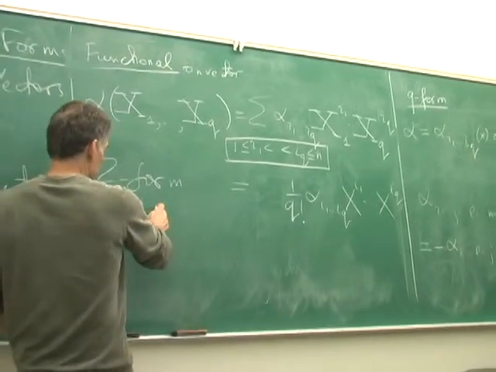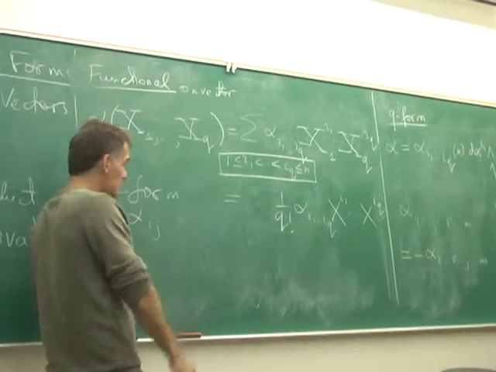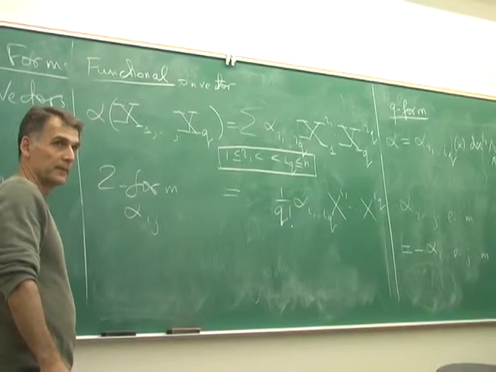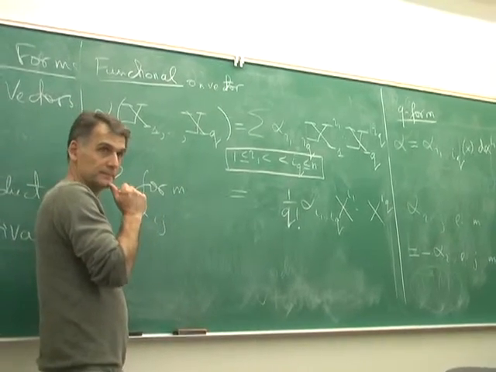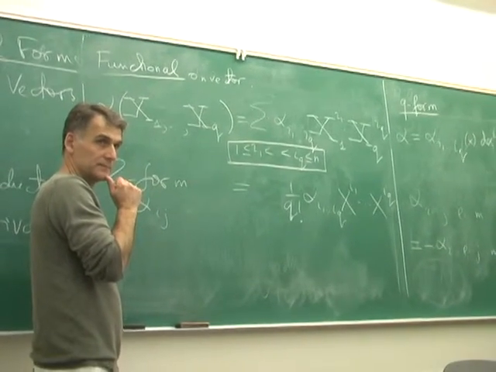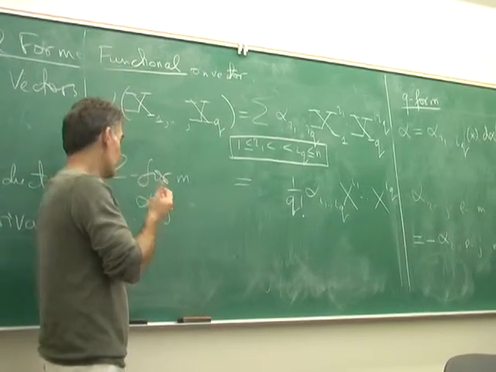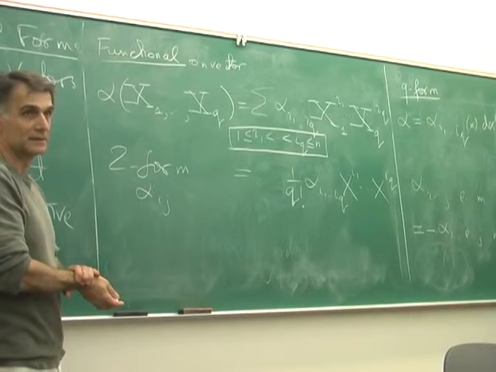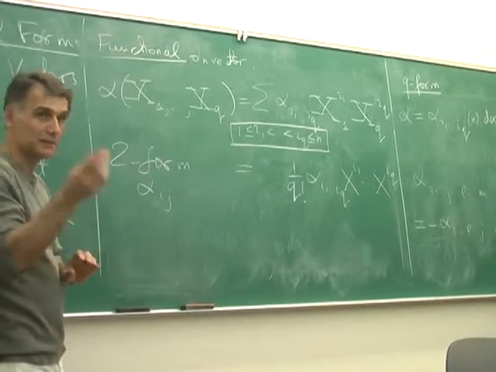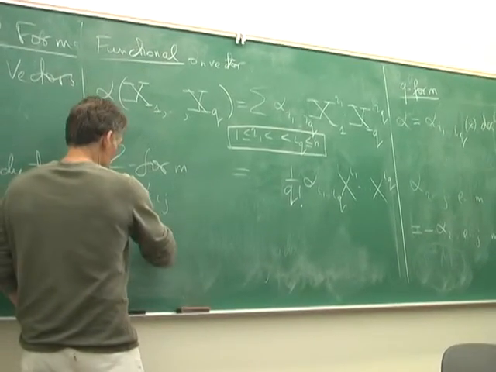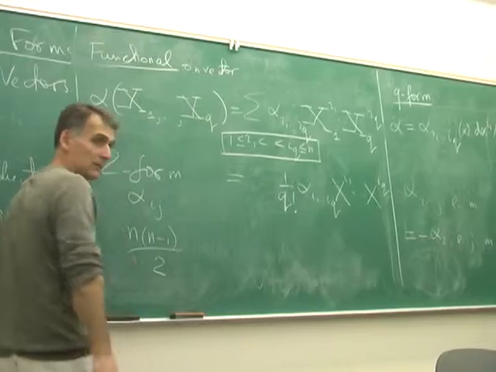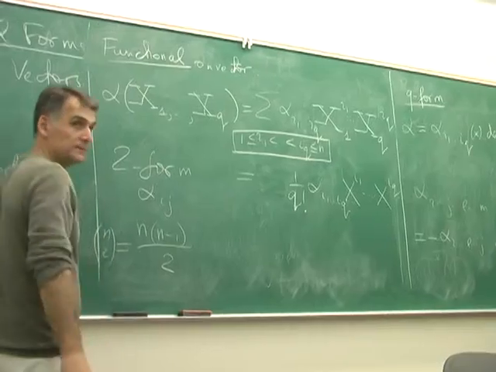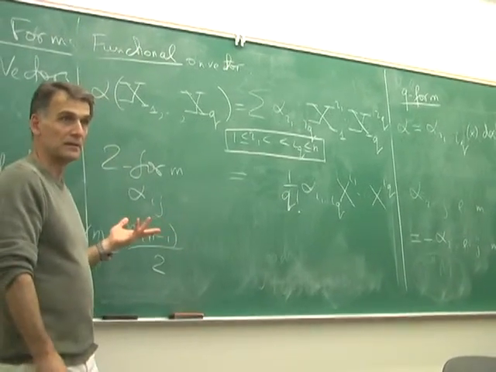So for 2-forms, we have alpha ij, and it is antisymmetric, right? So how many independent components does it have? Does it matter how many dimensions it is? So you have a matrix which is antisymmetric. How many independent components does it have? n times n minus 1 over 2. Yeah. How do you get that number? Well, this is actually n choose 2, right? So you choose 2 indices out of n, and that's the number.